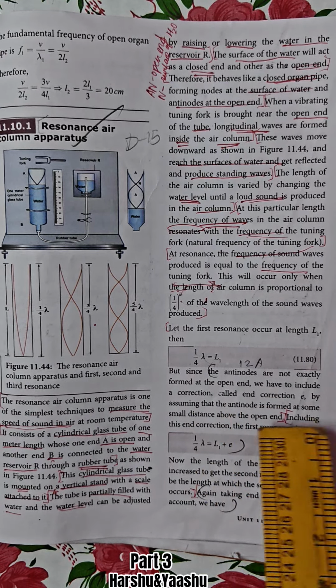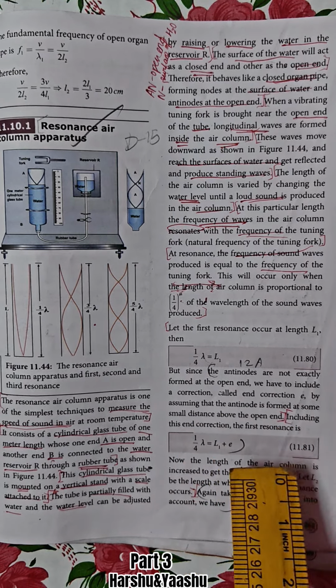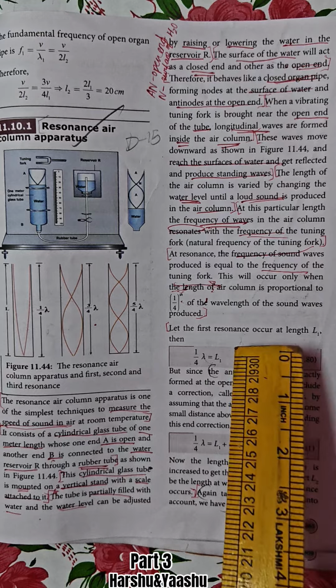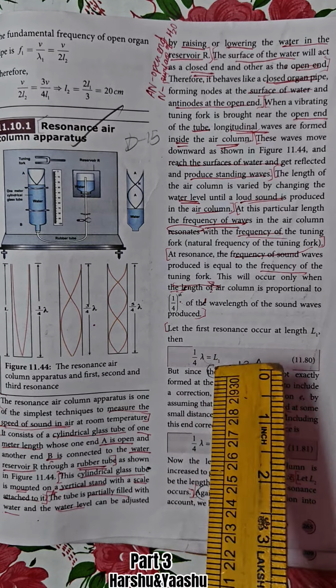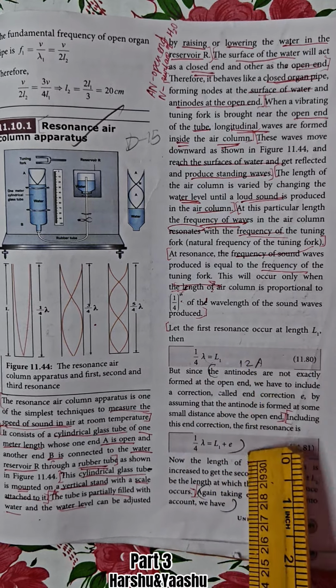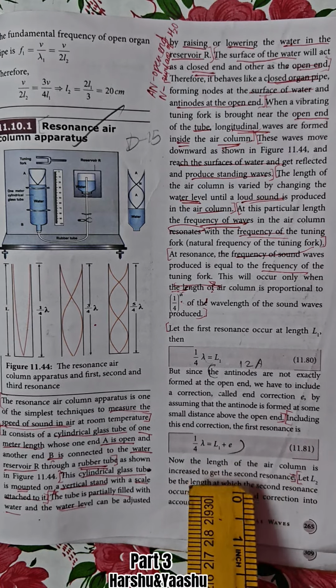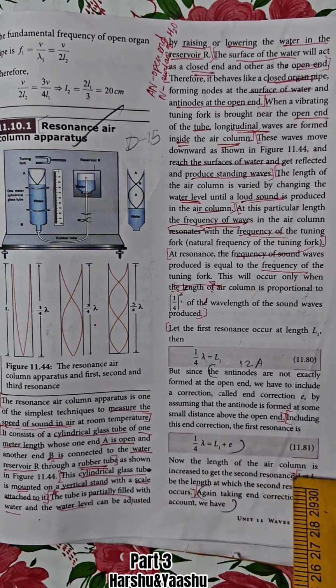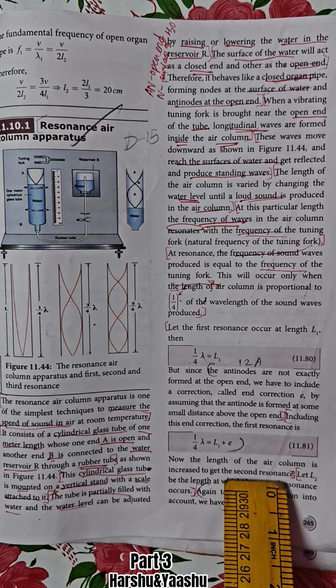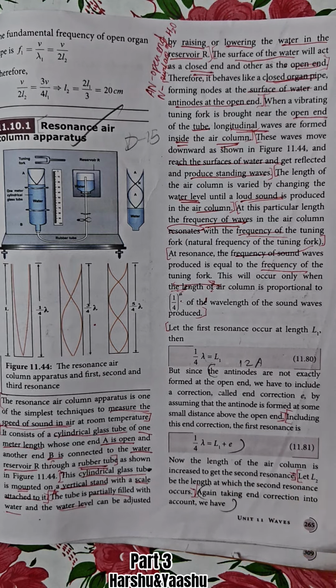So then, including this end correction, the first resonance will be like this. We should include it in the L1 part only. To the length L1 only we should add E. So E is the end correction term. After that, now the length of the air column is increased to the second resonance. Now we are going to find L2.